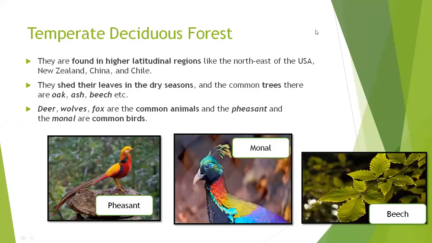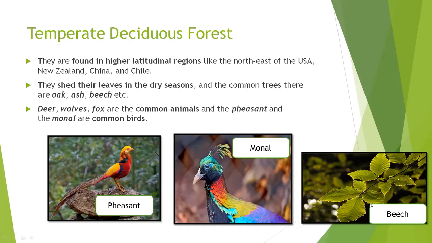Let's move to the explanation part. Temperate deciduous forests are found in higher latitudinal regions like the northeast of the USA, New Zealand, China, and Chile. They shed their leaves in the dry seasons, just like the tropical deciduous forest. The most common trees which we find here are oak, ash, beech, etc. Beech, oak, ash, fir, maple, cedar are the main trees of these forests. Just look at the leaves of the beech tree. This is the picture.